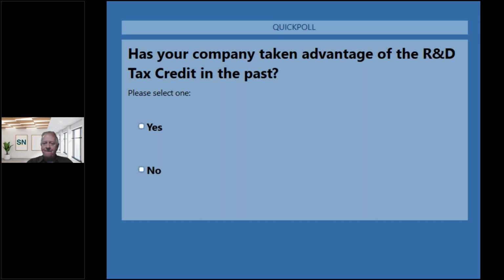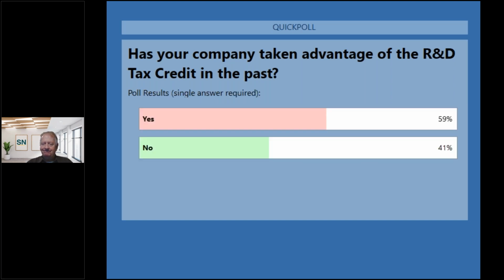Sure thing, Tom. That poll is open. So we need about 85% participation or a minute elapsed to move on. And we've reached 86%. So I'll give everybody a couple more seconds and then I'll close and share the results. Alrighty, it looks like our crowd says 59% yes, they have taken advantage of the R&D tax credit in the past, and 41% have not.